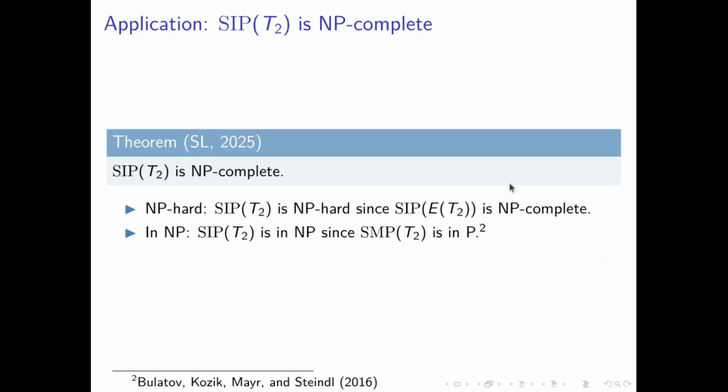So NP hardness comes from the fact that E of T2 is NP complete. And then for NP membership, we show that SIP of T2 is in NP using the fact that SMP of T2 is in P, which means it's in NP. And this fact was shown by Bulatov and his colleagues.